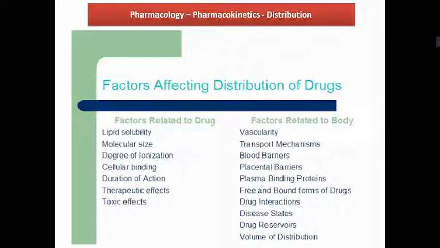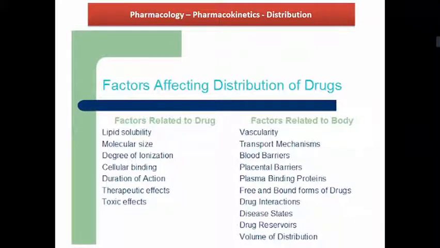The presence of blood barriers, just like your blood-brain barrier. So placental barriers, this is especially true for pregnant women. So you should be careful in giving a drug that is teratogenic. It goes to the baby, so growth can be compromised. Then the plasma binding proteins. So when the drug is tightly bound to the plasma proteins, its bioavailability is lesser.